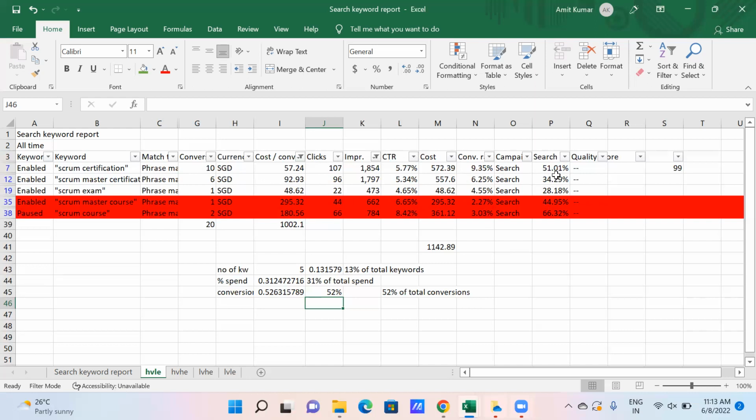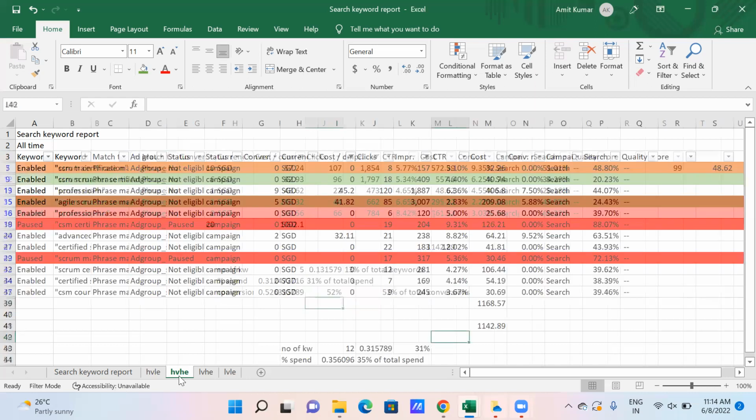That way, I'll be able to make more conversions at a lesser cost. Also, I can tap into these opportunities where I have only got 28% of the search impression share. The remaining search impression share is there for me to tap and get more conversions out of it. So these three have good potential with a better cost per conversion.